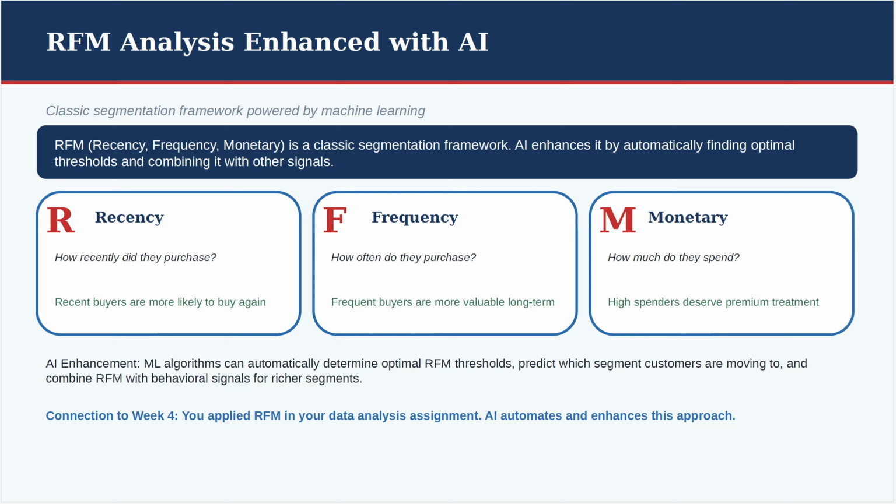Recency is when did they last buy? Yesterday, 2 years ago. And then frequency is how many times have they bought in a certain time span. And then monetary is how much money have they spent. So we spent a lot of time on this. So, connection to previous weeks, we applied RFM in our data analysis.